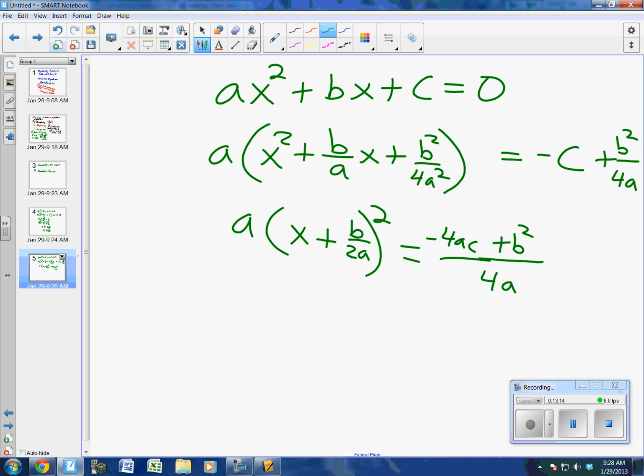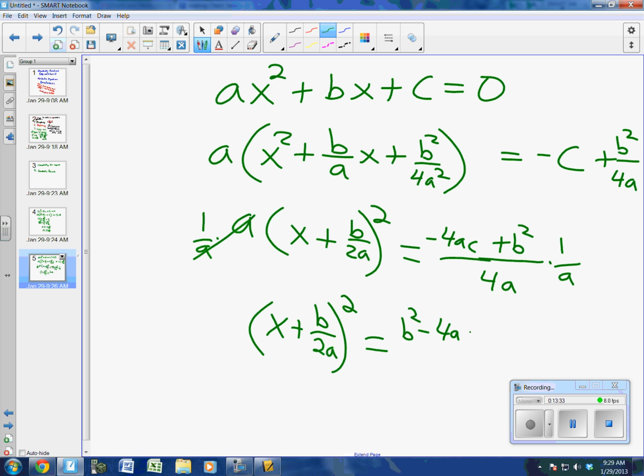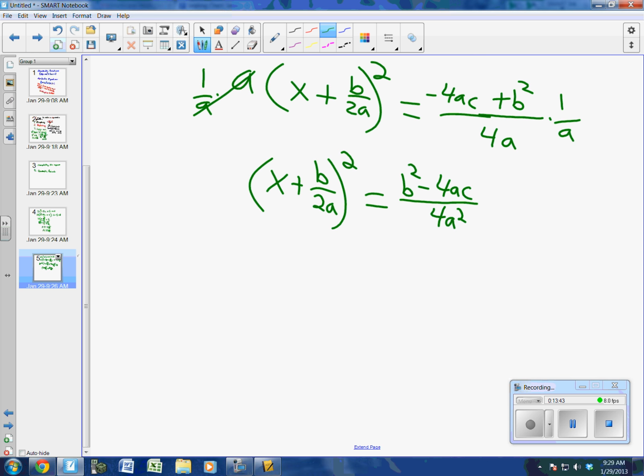I'm going to divide by a, or times both sides by 1 over a. And so these are going to cancel out. I'm going to get x plus b over 2a squared equals, I'm going to switch those two around so it says b squared minus 4ac. And then a times a is a squared, right? And then we are going to take, what are we going to do next? We're going to take the square root of both sides.